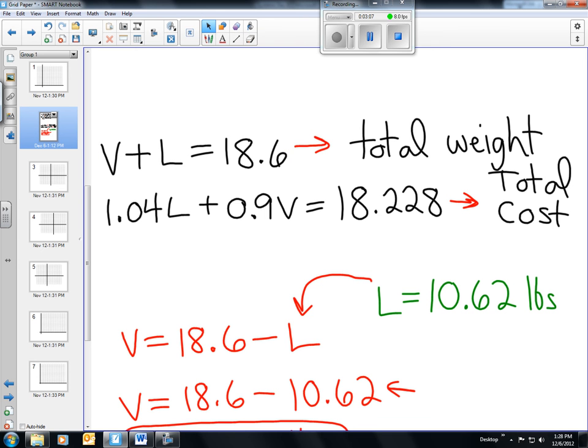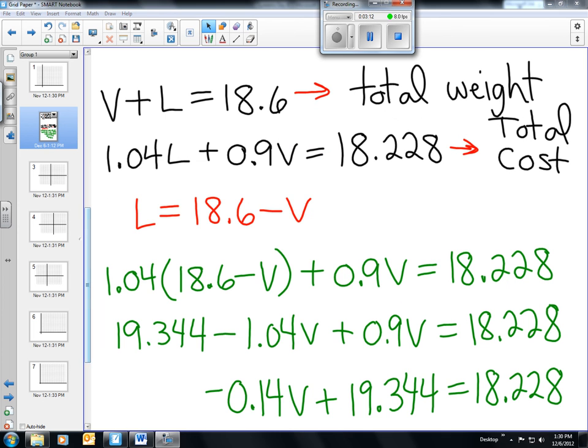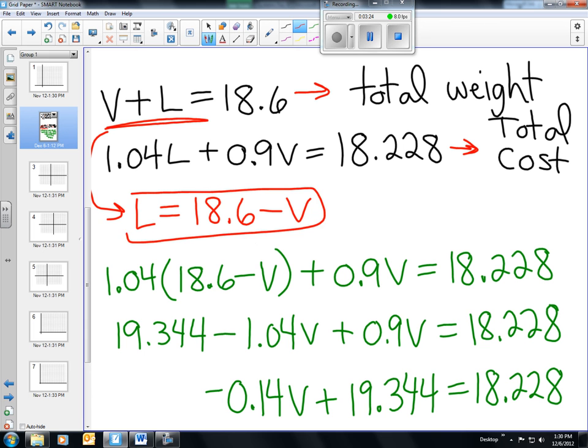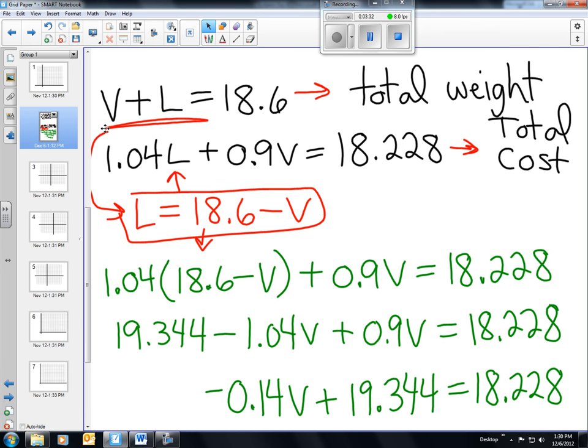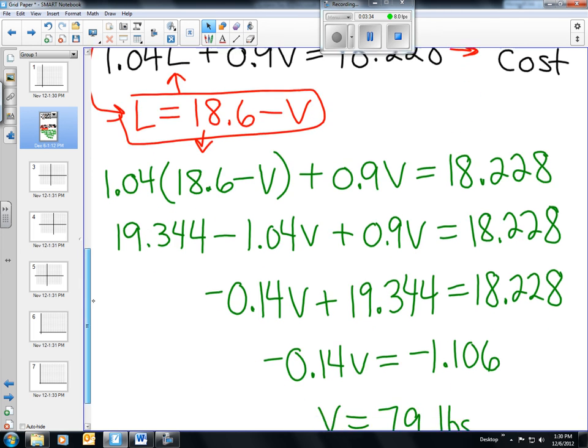Now let's look at that same process with solving for L. So if we decide to take this equation here and solve for L, we would get this equation down here. And then we would use that to substitute in for L in this equation. And that's what I've written down here in the green. So we would take 1.04 and substitute this for the green. And then I go through and show you how to solve that.